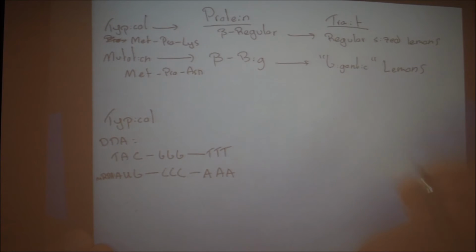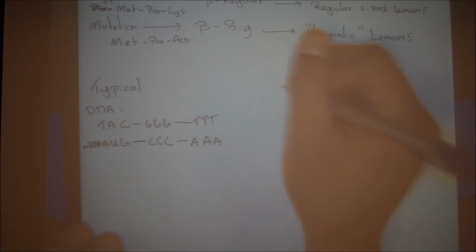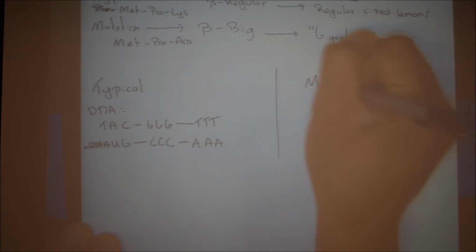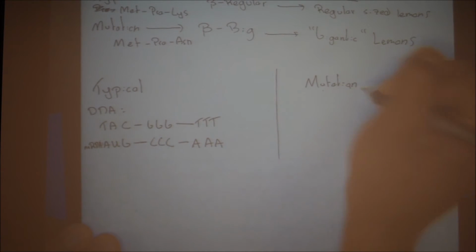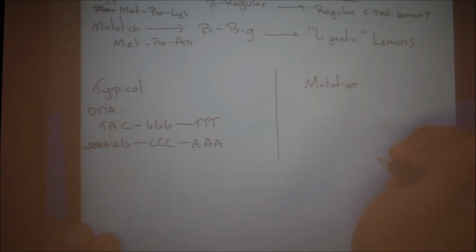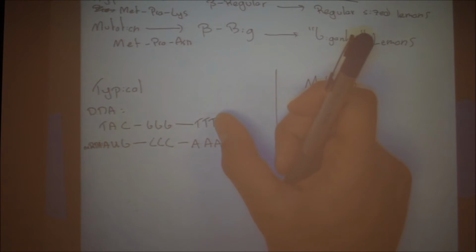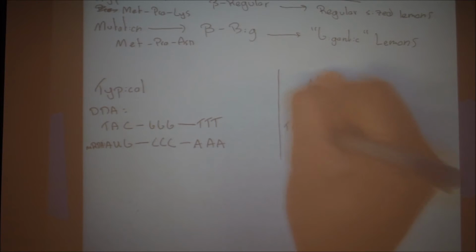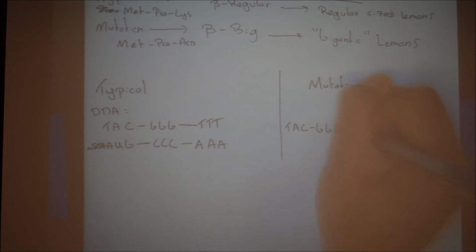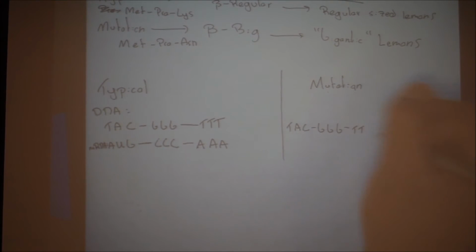Now let's consider where our mutation is going to come into play. Okay, so right here we have our typical, right here we have a mutation. And this is the regular DNA sequence, right? So we're going to go ahead and change the regular DNA sequence a little bit. And instead of having this T at the end, what we're going to have instead is a G. Okay, so we're going to have TAC, we're going to have GGG. At the very end, we're going to have TTG.